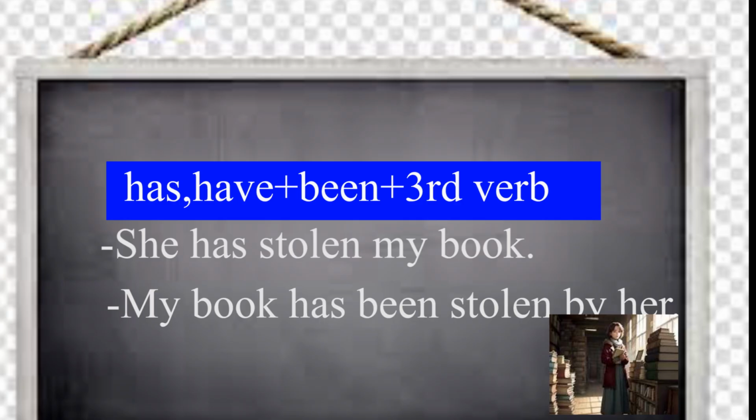In the passive voice, the necessary one is the object rather than the subject.